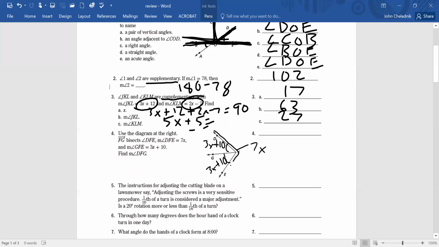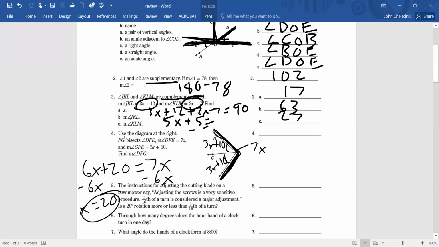Now, if I put both of those angles together, you would get 6x plus 20. But remember, the entire angle is also equal to 7x. That means 6x plus 20 must equal 7x. If I solve this for x, x comes out to 20. There you go. But that's not what they're asking.